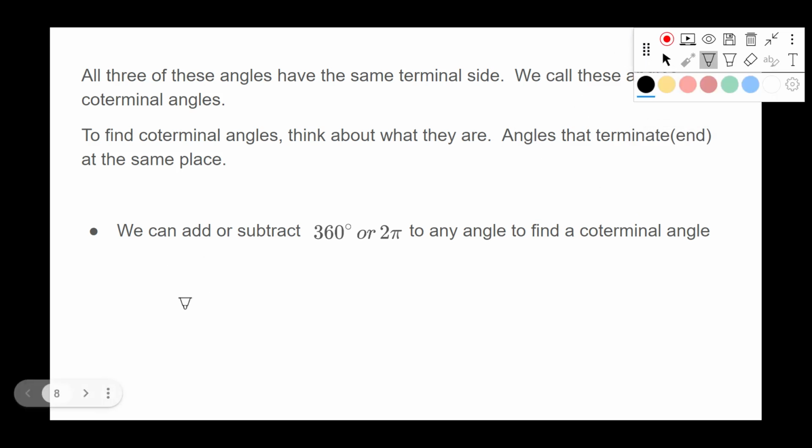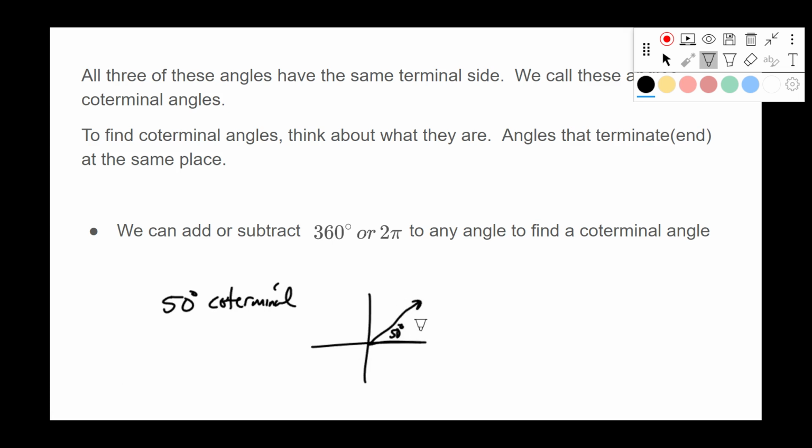Well, let's say I wanted to find a coterminal angle of, I don't know, let's say 50 degrees. Okay, here's my angle, 50 degrees. I want to find another angle that ends up in the same place. Well, one way to figure out an angle that ends up in the same place is literally go all the way around the circle back to where you started again. Right? Or let's not show it like that. Let's show it like this. Here, I think this is easier to see.